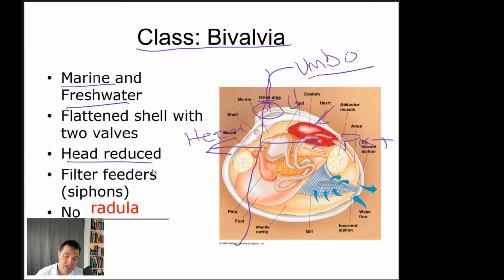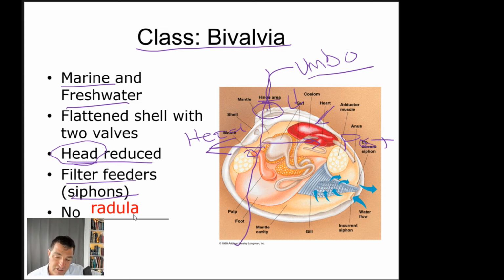They have a reduced head, and they are filter feeders. I just said head here, but mainly I'm distinguishing that there's the mouth, and that's a head-like region, so you have an idea that that's the head, or anterior part of the clam, and you need to know that to know right and left.